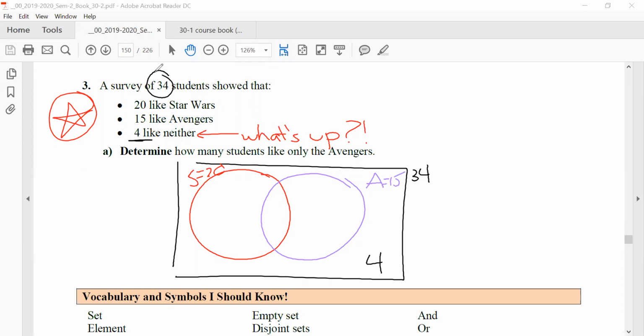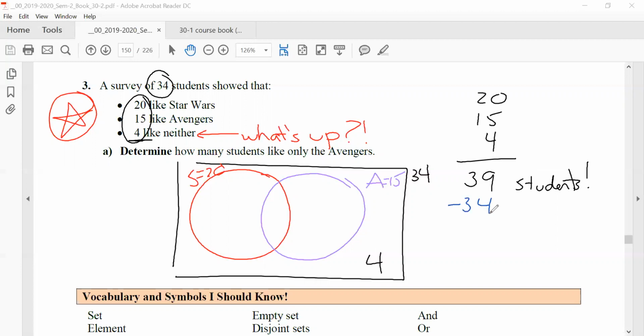The survey says there's only 34 people in the class. But look at these numbers here. It says that 20 like Star Wars, 15 like Avengers, and 4 didn't like either. Well, if I add those up, that's 39 students. What? There's only 34 students in the class. How can there be 39 answers if there's 34 students? Well, what that means then is that a few students answered more than once.